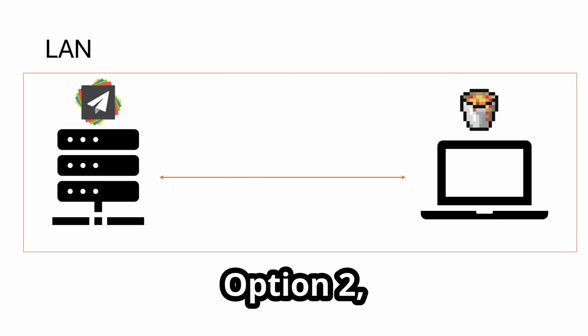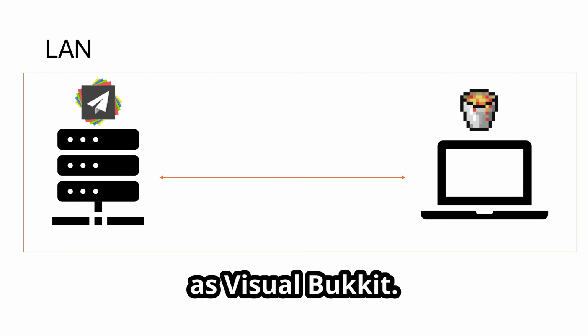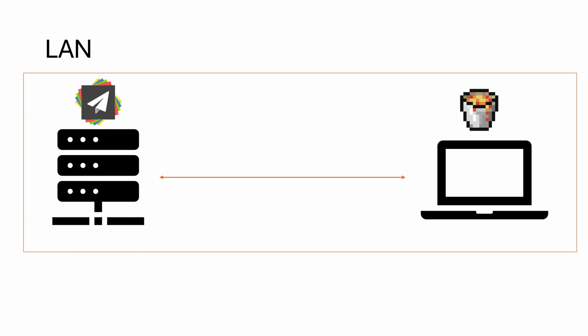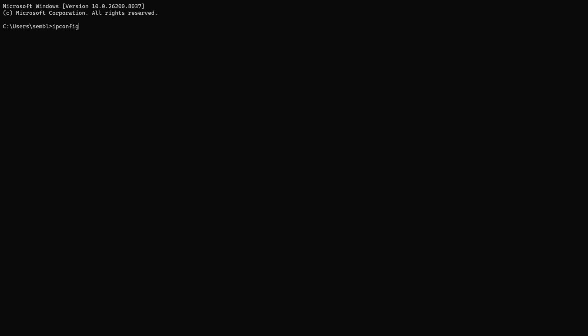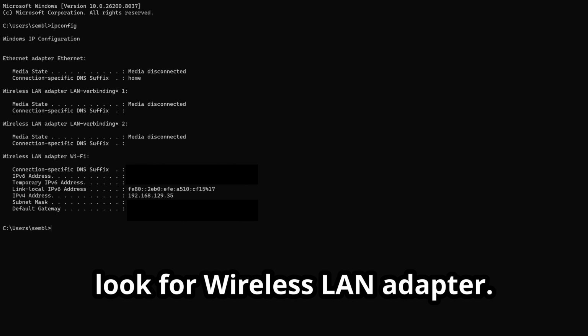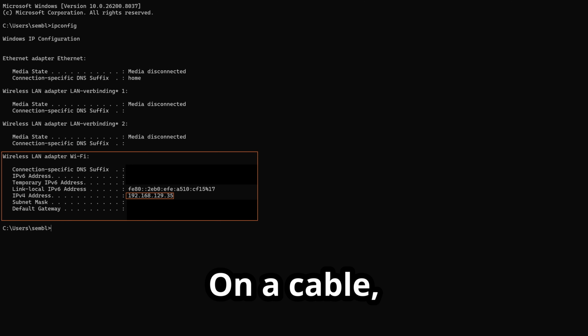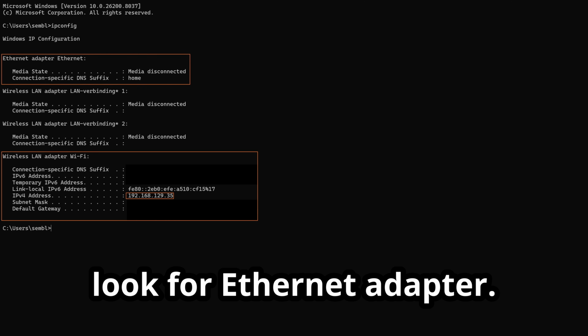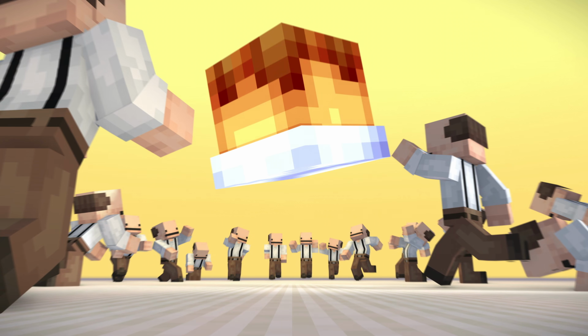Option 2. Your server is on a different PC, but in the same network as Visual Bukkit. This option requires the IP address of your computer. Open command prompt and type in ipconfig. If you're on Wi-Fi, look for wireless LAN adapter. On a cable, look for Ethernet adapter. Confused? Just ask the holy pudding gods.